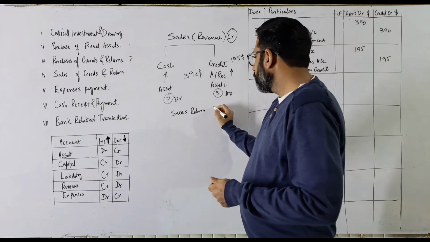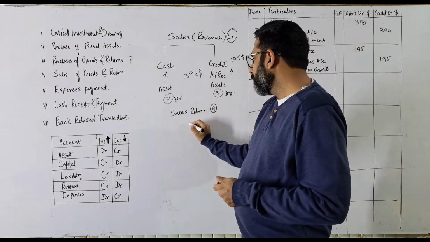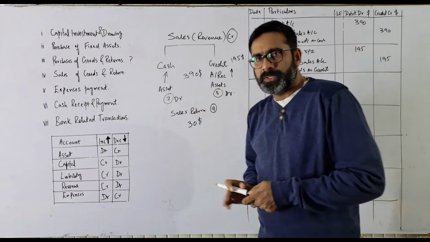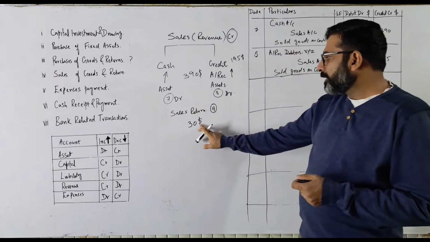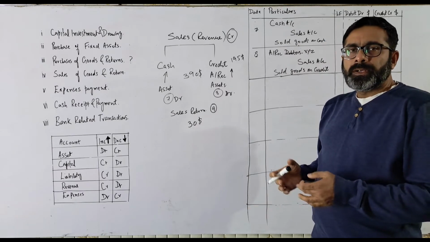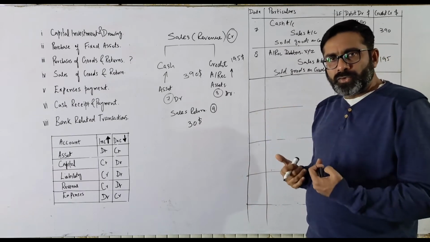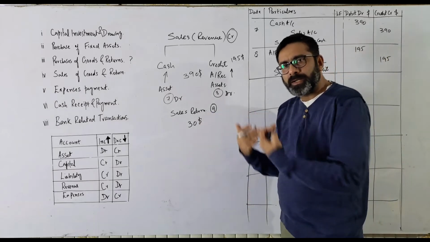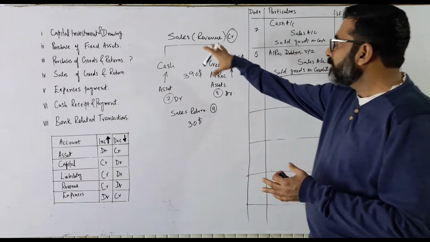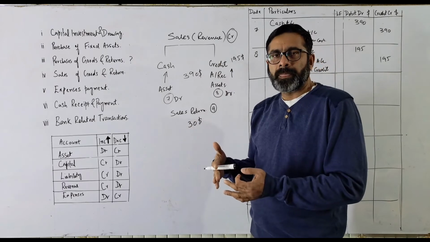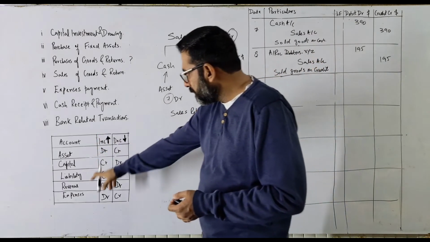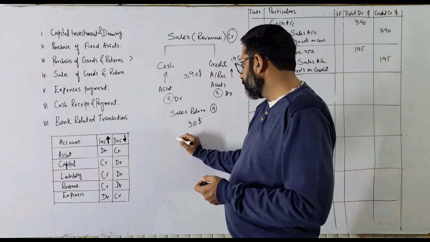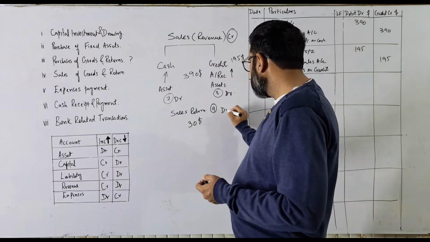Let's say it's transaction number 9. For $30 they have returned the goods. In that case, what will happen? You have to receive the goods, because those goods you have sold to the customers are now coming back to you, so your revenue is decreasing. The revenue decrease is debit, so the sales return will be debit.